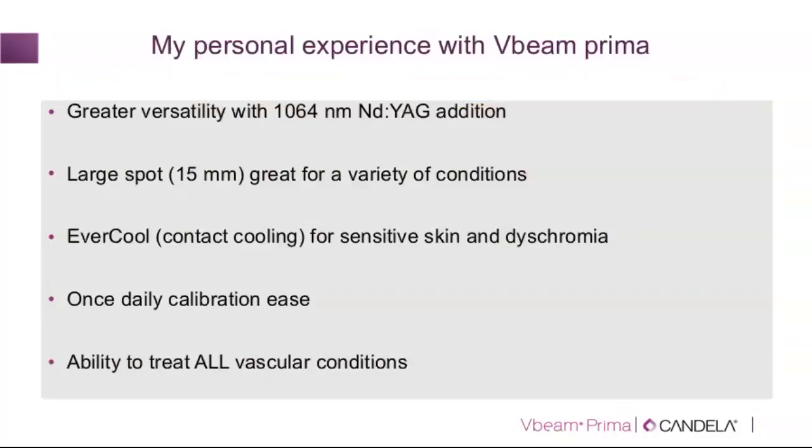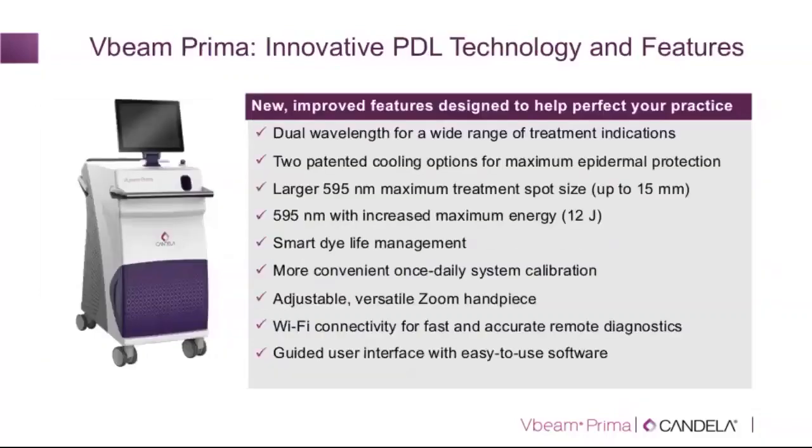So what has been my personal experience using the first Vbeam Prima in Europe? It is a great machine, with the versatility of adding that 1064 nanometer. I am now able, in one platform, to treat deeper vessels. The 15 millimeter spot size is great, and I'm using it for poikiloderma, civatte, rosacea, port wine stains, and hypertrophic scars. The contact cooling handpiece is particularly useful when there is dyschromia and for patients with sensitive skin. The once daily calibration makes things much easier, and I would summarize by saying the Vbeam Prima is a perfect, complete vascular platform to treat all vascular conditions.